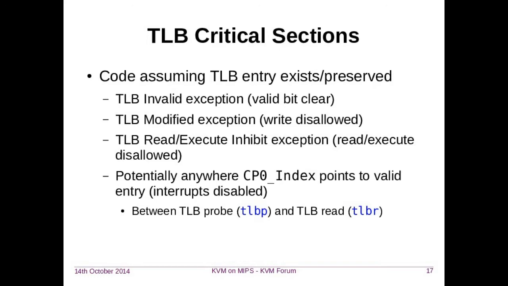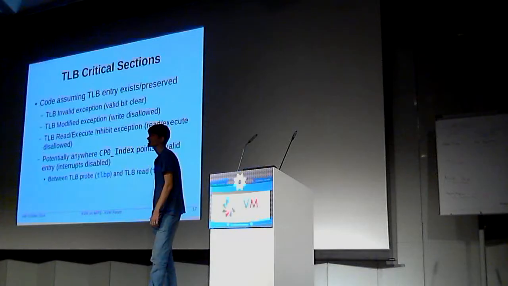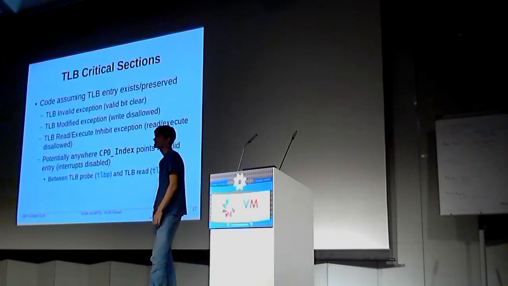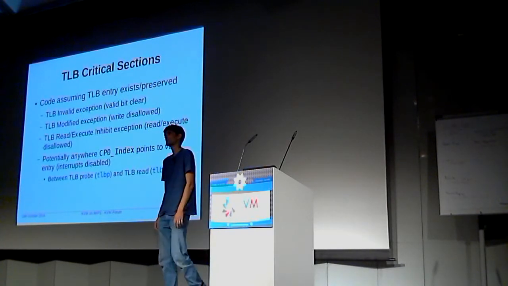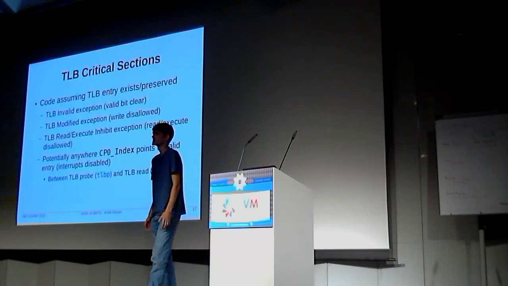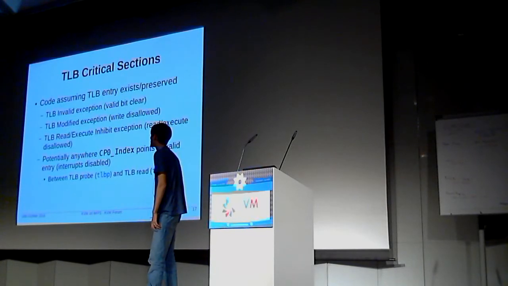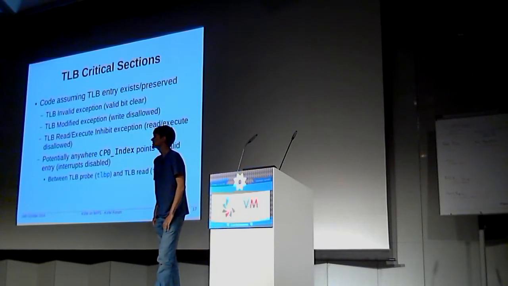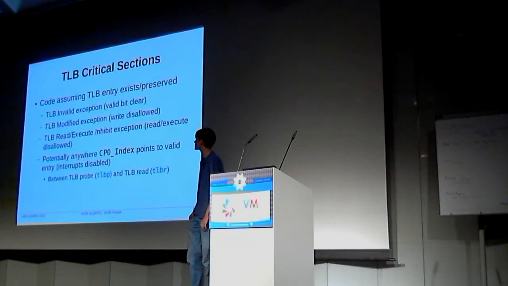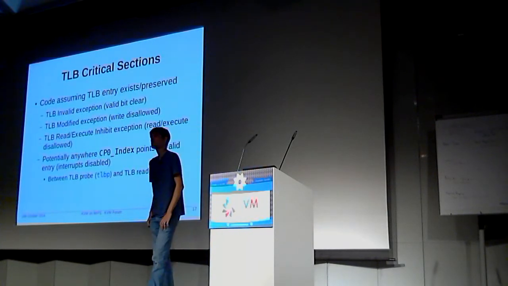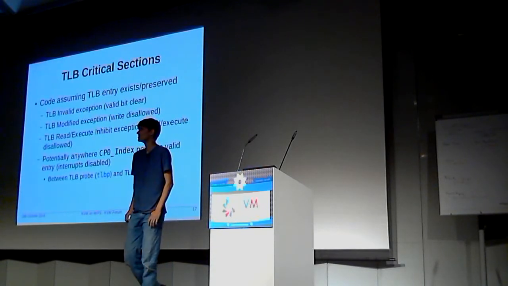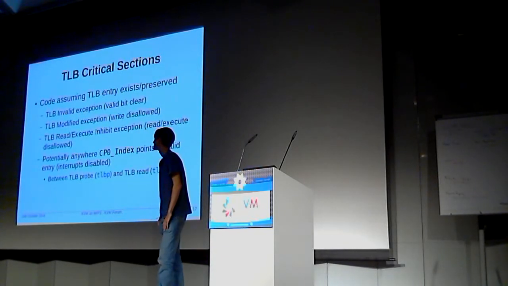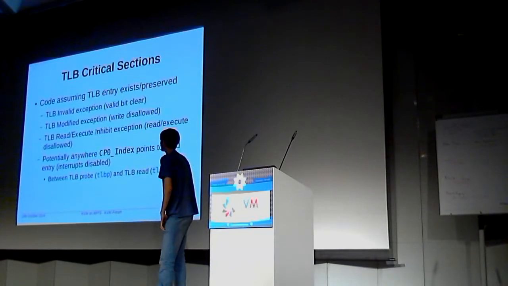This could actually happen in several different cases. There are several exceptions, they're all fairly similar to the TLB invalid exception, basically where a mapping exists, but for whatever reason the exception still occurred. And potentially it's also a problem anywhere where the normal code does TLB management. This would normally happen with interrupts disabled, but if the index register points to a particular TLB entry, it can be assumed to exist. And so when you then do a TLB read, you've got the same problem.